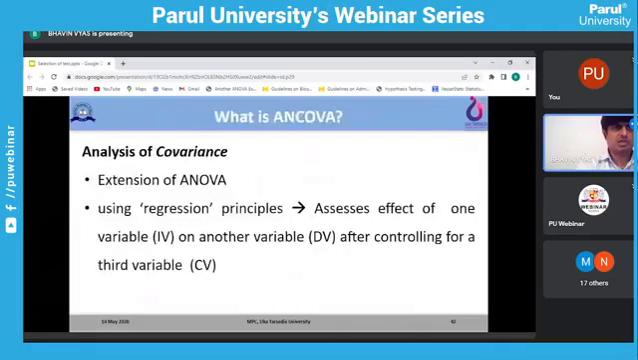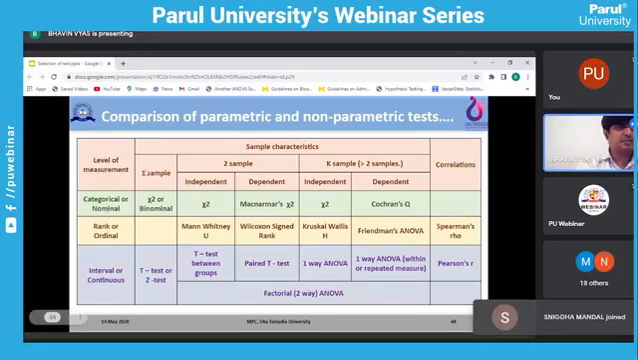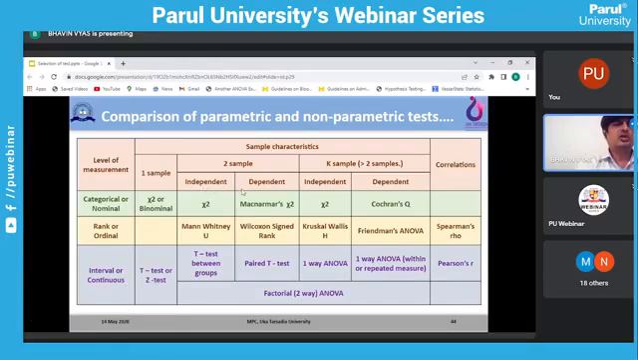I'm skipping that too. And this is the final slide, the table, by which you can select. What level of measurement you have, categorical, nominal, and how many samples you have, according to that you can select the test. If you remember this table, then you can select the test. What I have explained previously is summarized in this table.